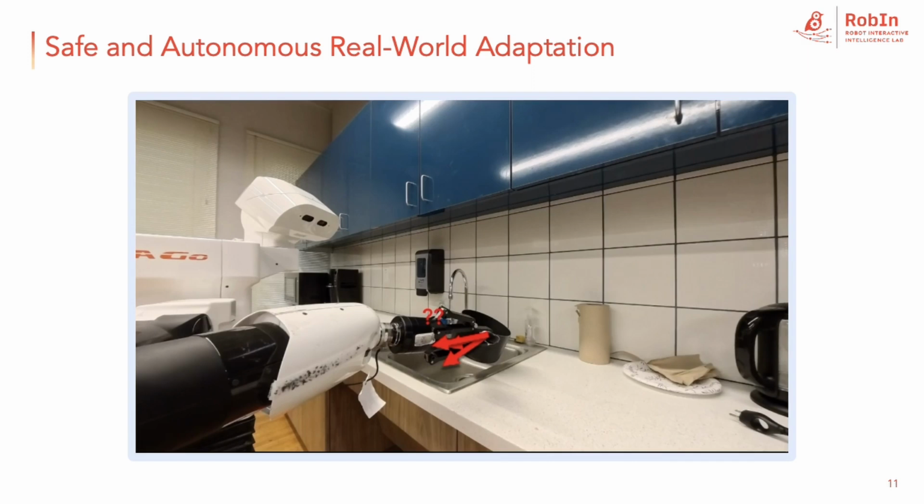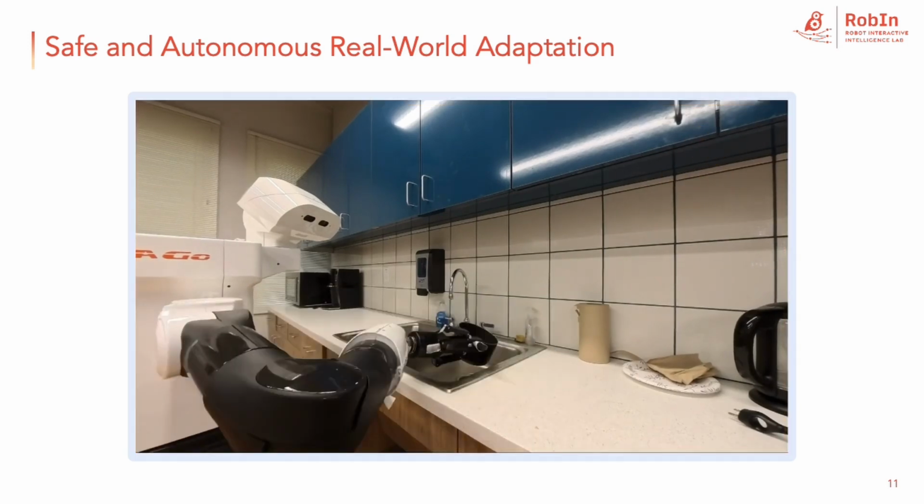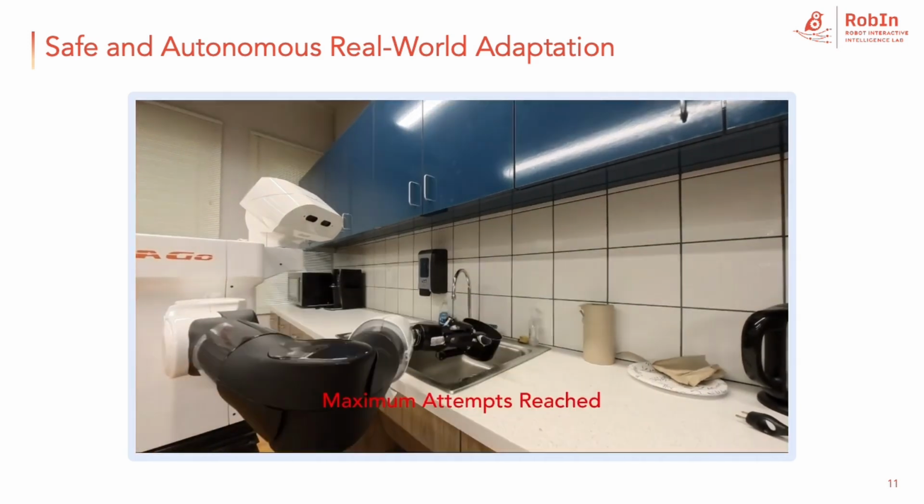But what to do if the robot reaches a state where no action is predicted to be safe? Having a human intervene is an option, but that is costly. So we use a simple but powerful mechanism of backtracking where the robot simply undoes its previous action to bring it to a state where there are safe actions possible. This allows the robot to act autonomously.